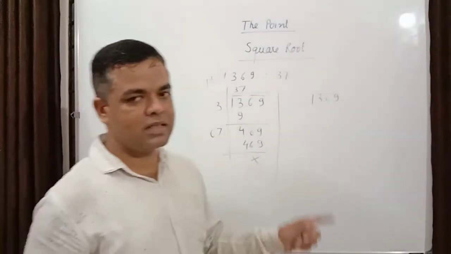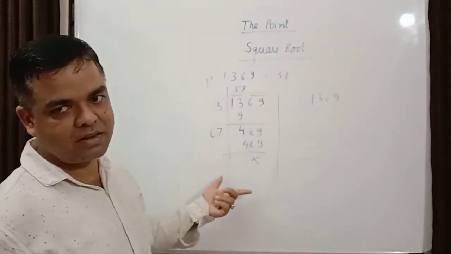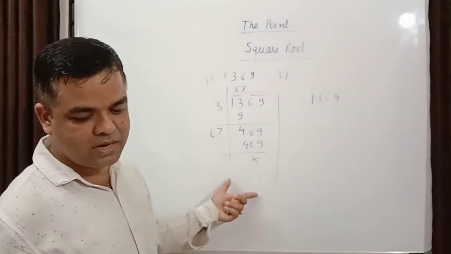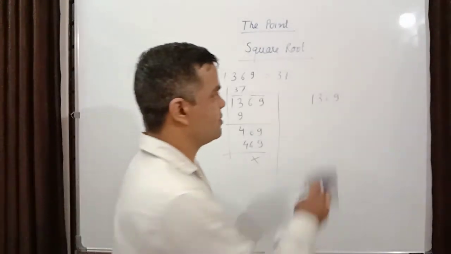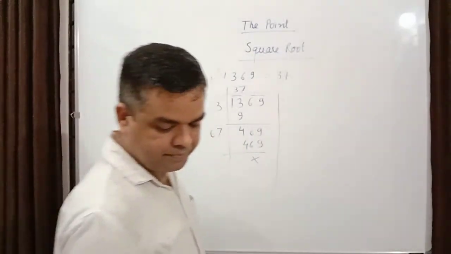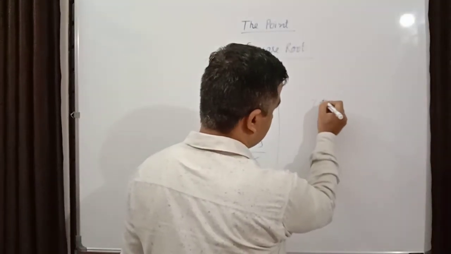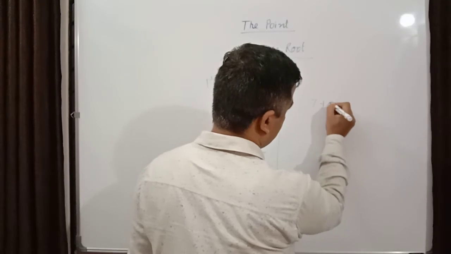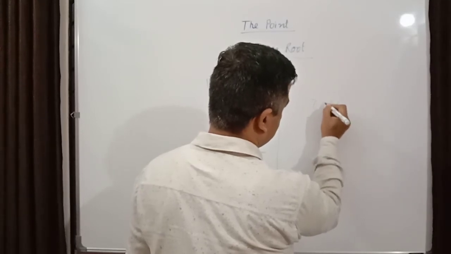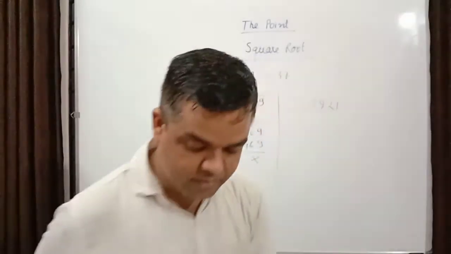Either you do it by heart, or for larger numbers you can approach with this method. This basic method you should know. Now I will take another question. Suppose another number is 7921.